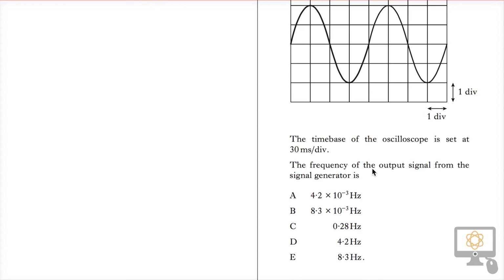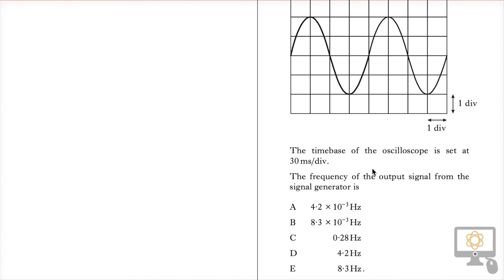I'm just going to scroll this up a little bit more so we can see the answers. The frequency of the output signal from the signal generator is... So we need to determine the frequency by knowing the time base, and we can get information from the oscilloscope screen to determine the period of the wave. So let's do that first of all.